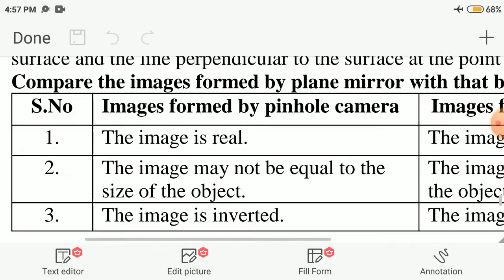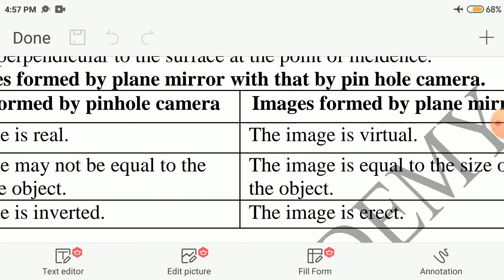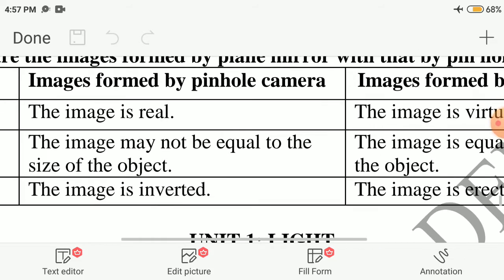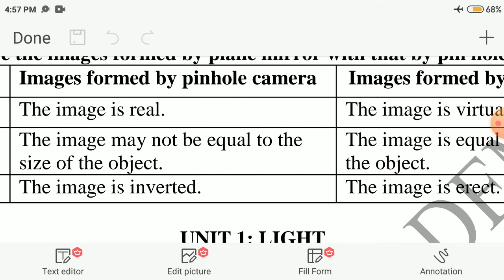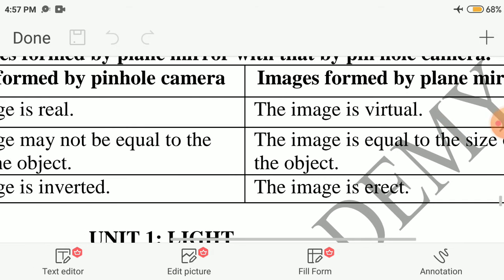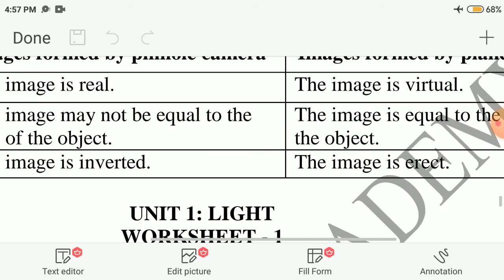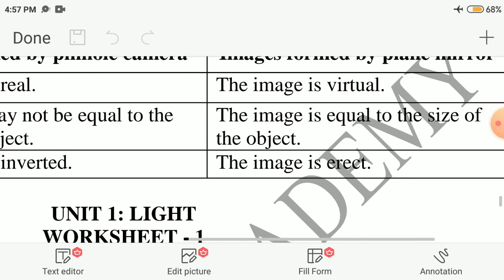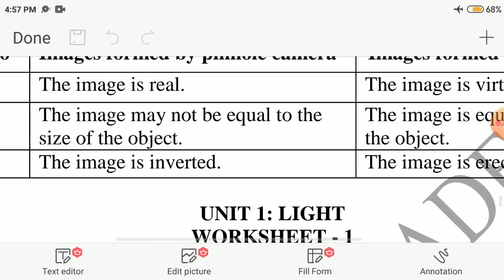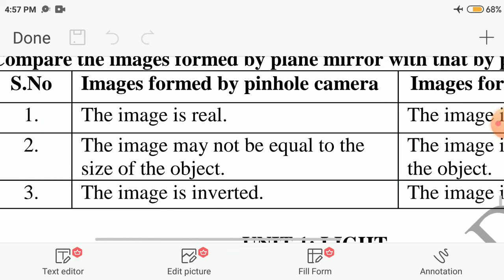Compare the images formed by a plane mirror with that by a pinhole camera. Images formed by a pinhole camera: the image is real. Image formed by the plane mirror is virtual. The pinhole image may not be equal to the size of the object, but with the mirror, the image is equal to the size of the object. The pinhole image is inverted. Here the image is erect.